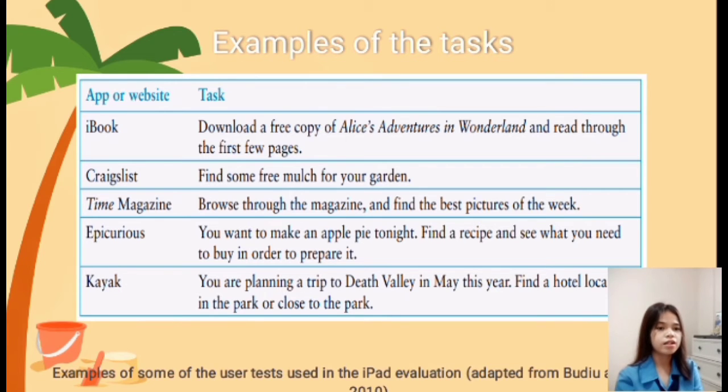App or website. iBook: download the free copy of Alice's Adventures in Wonderland and read through the first few pages. Craigslist: find some free mulch for your garden. Time Magazine: browse through the magazine and find the best pictures of the week. If you're curious, you want to make an apple pie tonight: find a recipe and see what you need to buy in order to prepare it. Kayak: you are planning a trip to Death Valley in May this year, find a hotel located in the park or close to the park.